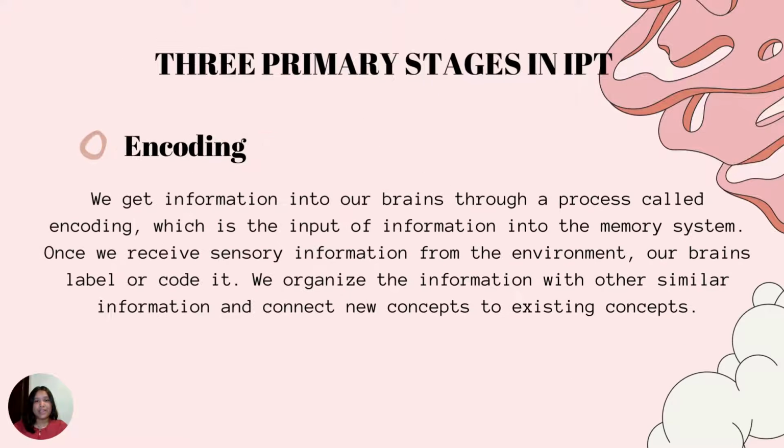Three primary stages in information processing theory. First, encoding. We get information into our brains through a process called encoding, which is input of information into the memory system. Once we receive sensory information from the environment, our brains label or code it. We organize the information with other similar information and connect new concepts and existing concepts.